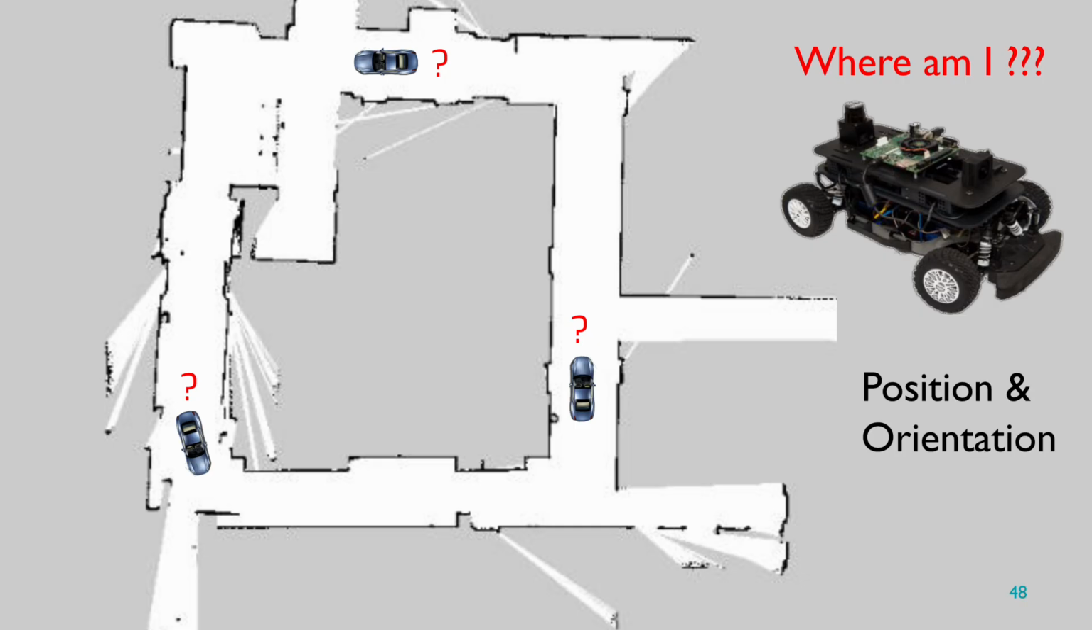To drive effectively, the robot must know both its position and its orientation within the map. The position tells us where we are, and the orientation tells us which direction we are facing. This is essential for actions such as adjusting steering, choosing the correct racing line, and deciding how fast we should approach a corner. In short, knowing our pose helps us decide what to do next.